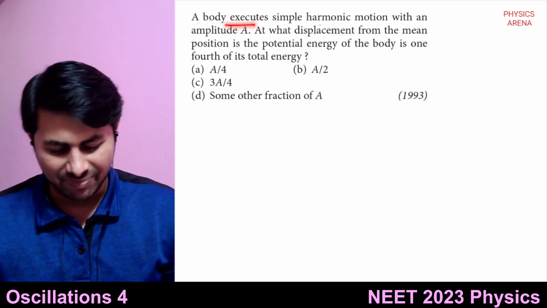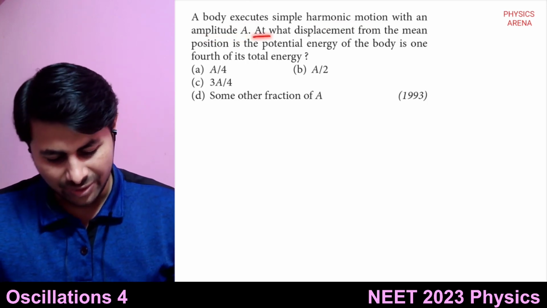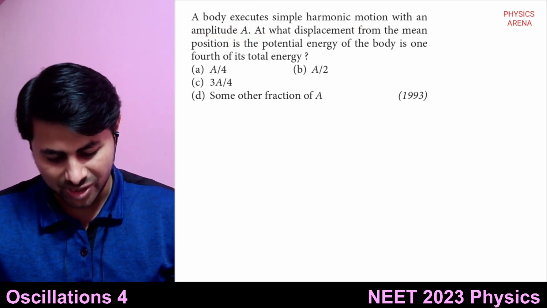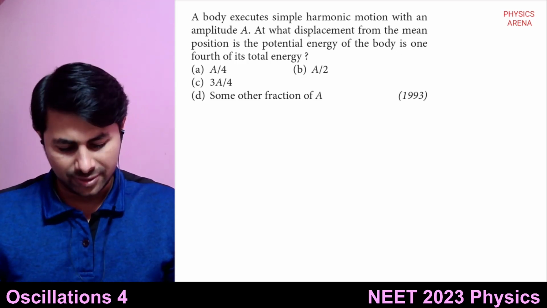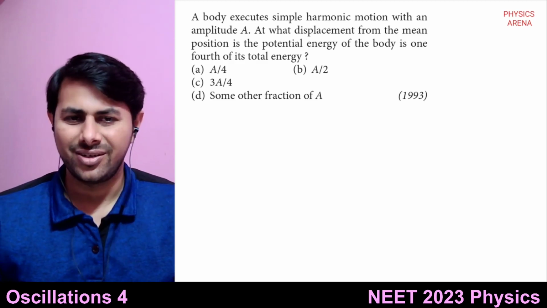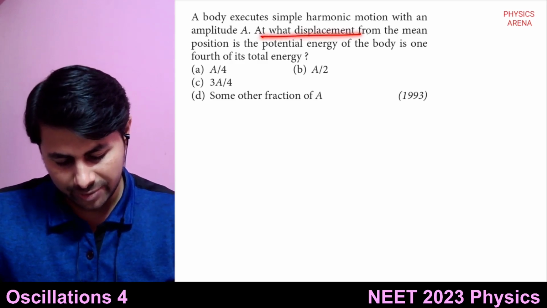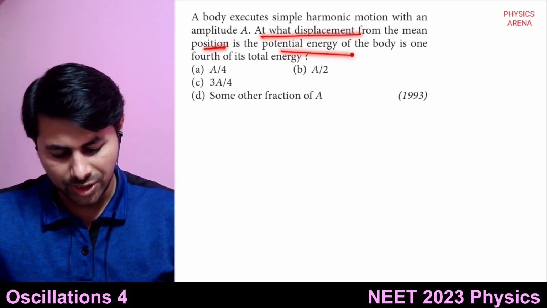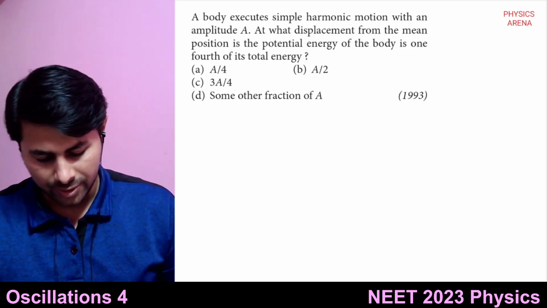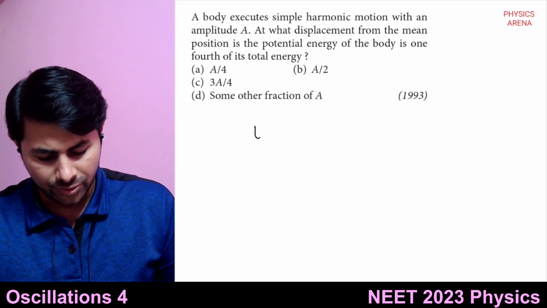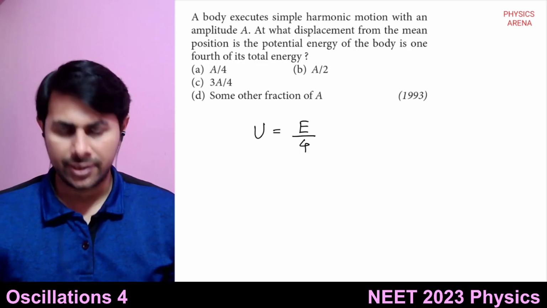A body executes simple harmonic motion with an amplitude A. At what displacement from the mean position is the potential energy of the body 1/4 of its total energy? The question is repeated. At what displacement from mean position is potential energy 1/4 of total energy? So potential energy U is equal to E by 4. Okay, this is given.